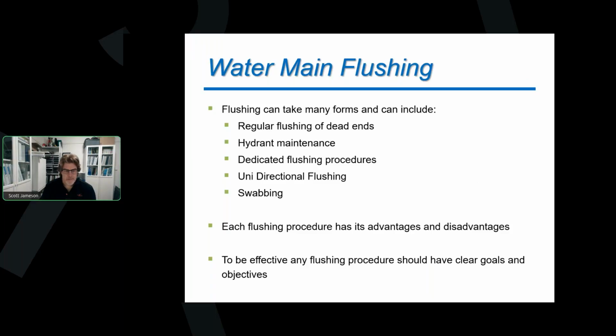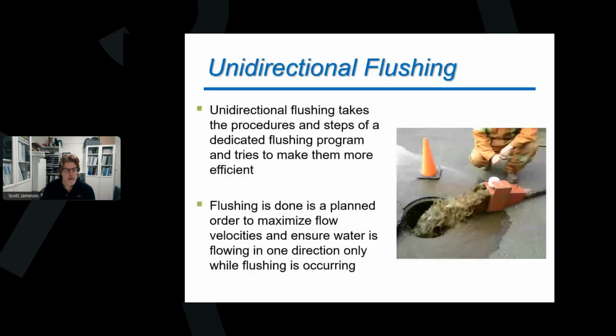So, worry about this one, right? And it's kind of going back to the previous course, just this idea that our flushing can go in various different forms. The one here we're focusing on is the unidirectional flushing one. And with that one now, for a unidirectional, this is where we're going to put in some procedures and steps into our flushing program to make it more efficient.